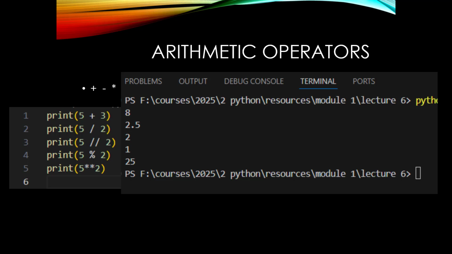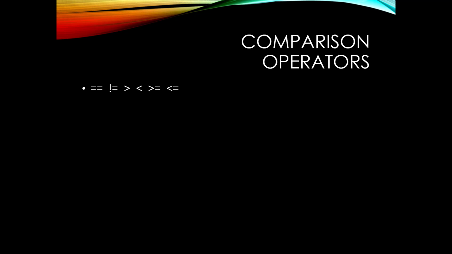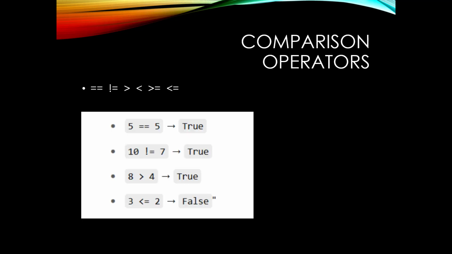Alright? Now let's talk about comparison operators. These are used to compare values and return either true or false. So we have equal, not equal, greater than, less than, greater than or equal to, less than or equal to. So let's take a look at a few examples.